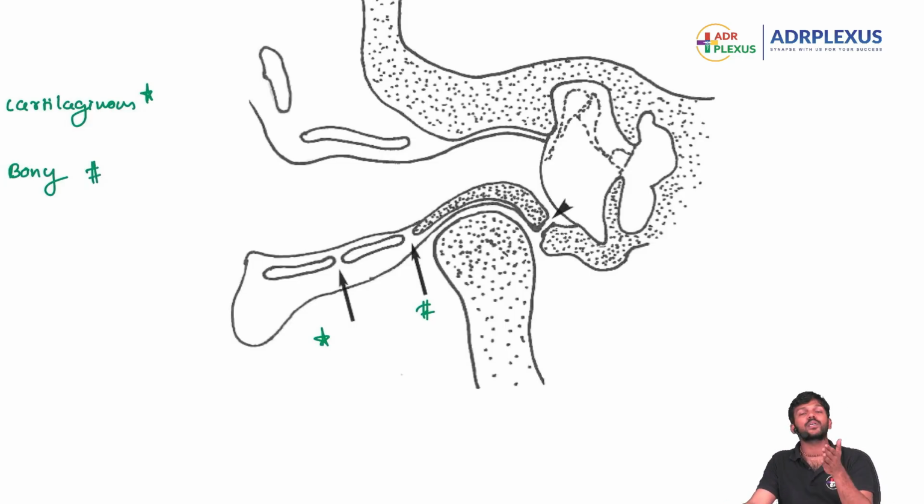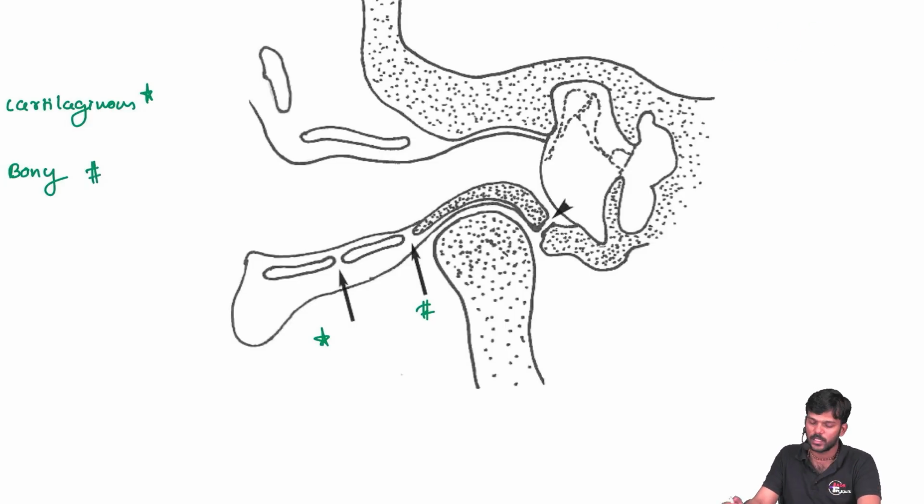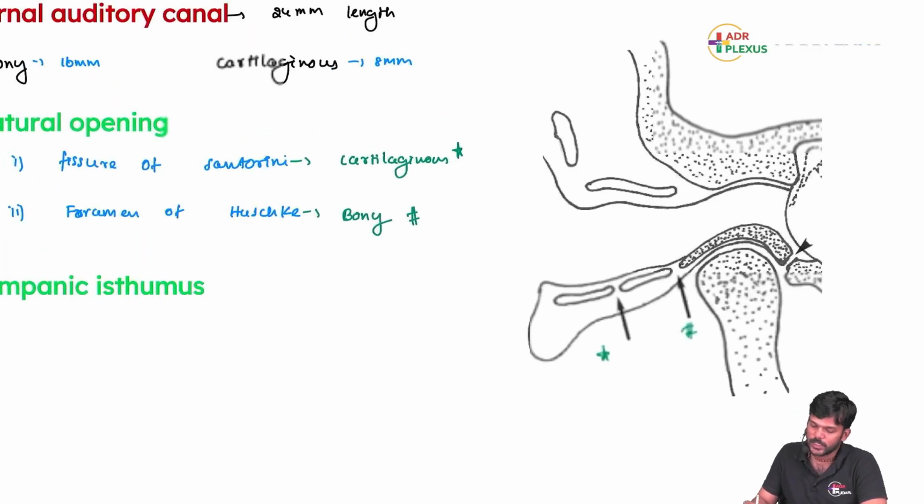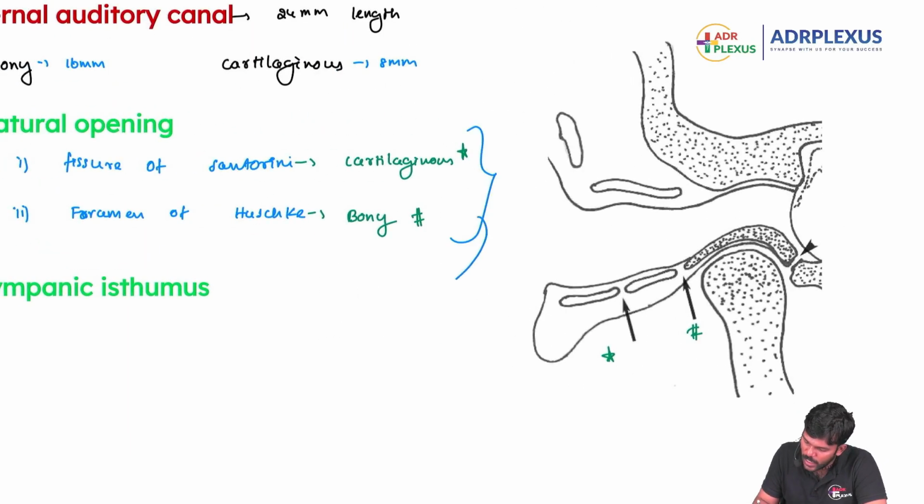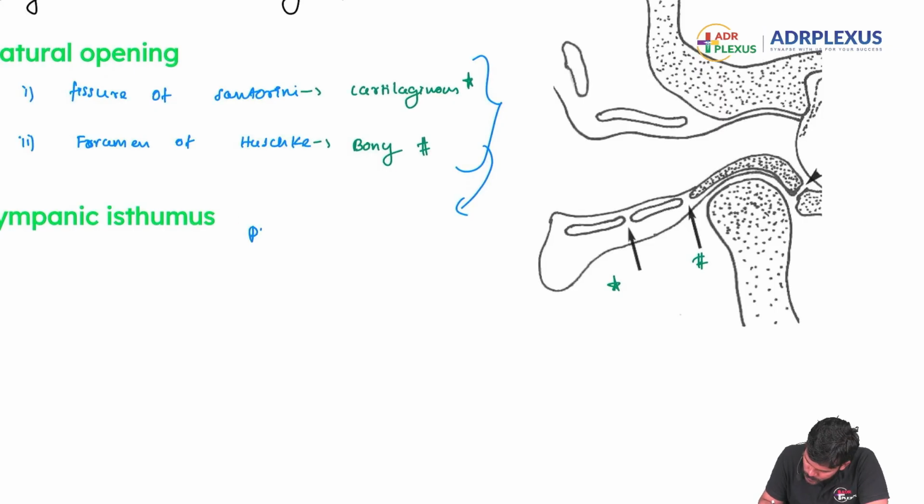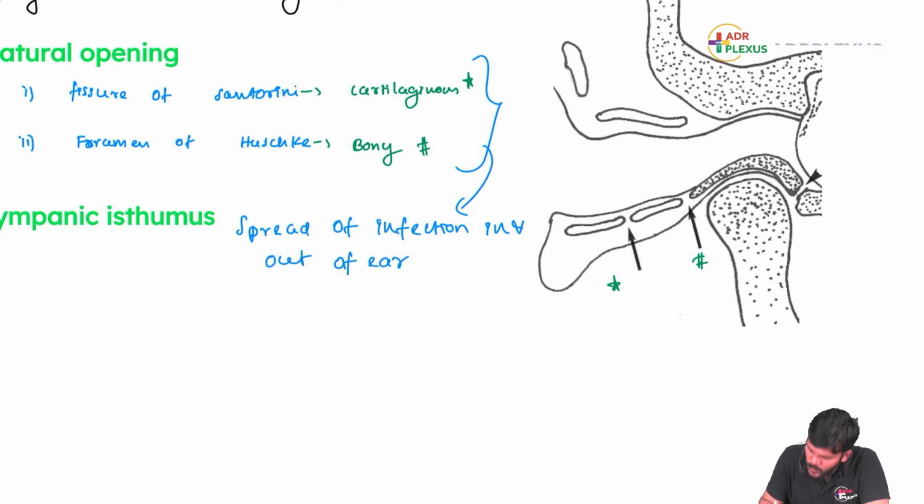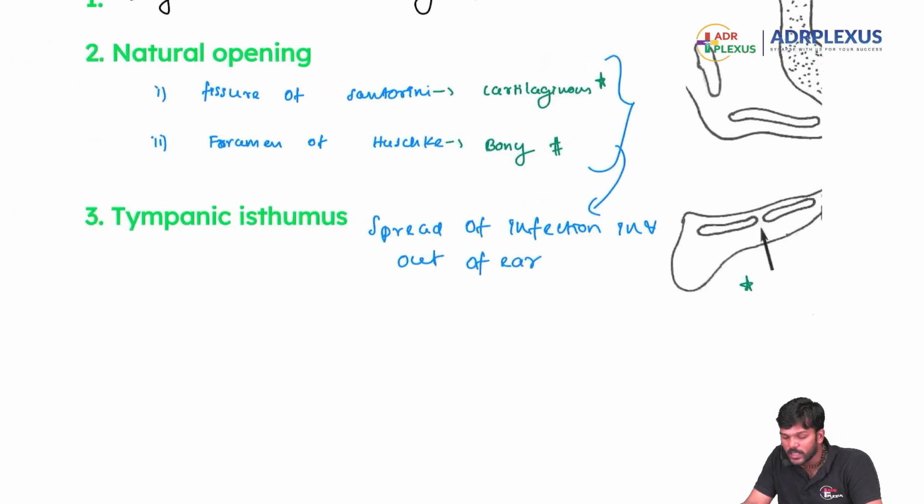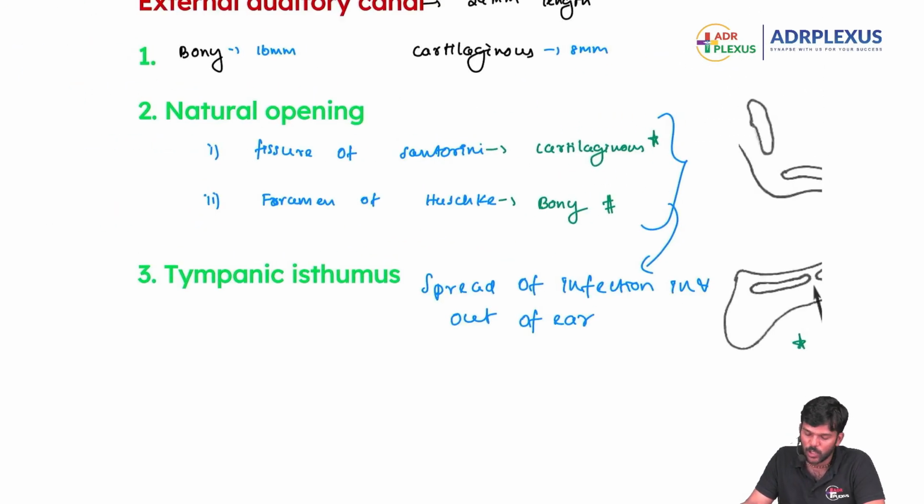So what is the significance of these two fissures and foramens? Spread of infection in and out of the ear is the important significance of these two natural openings.